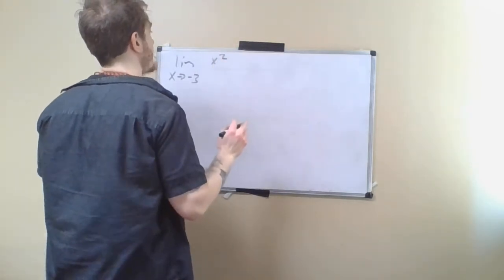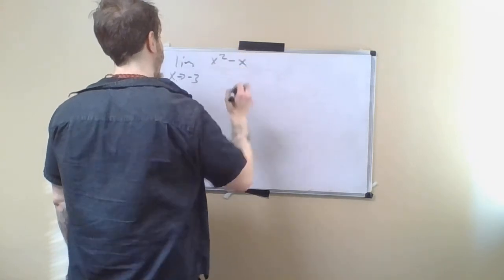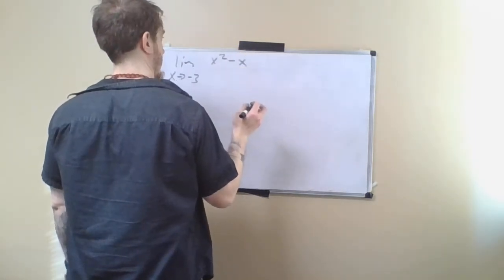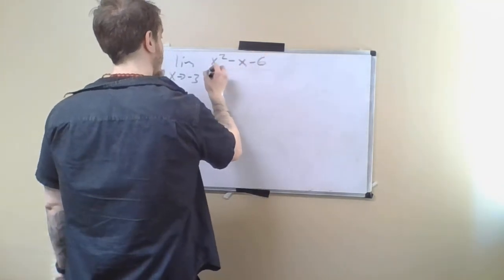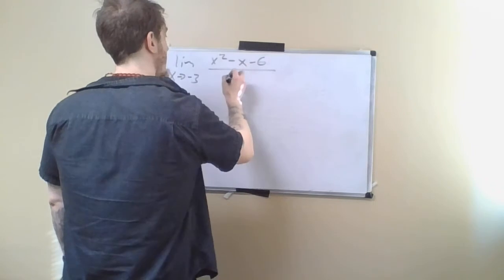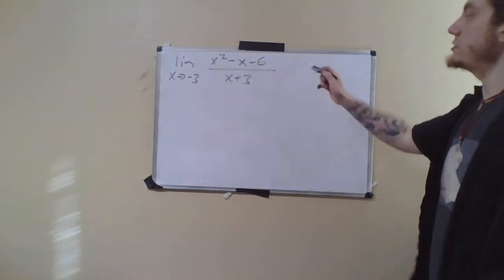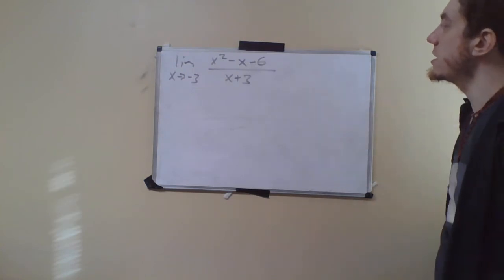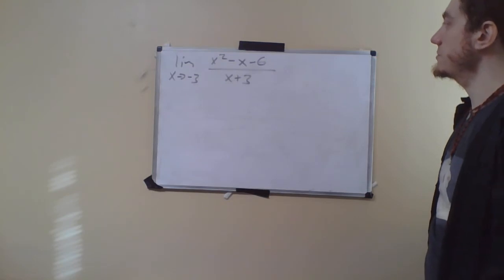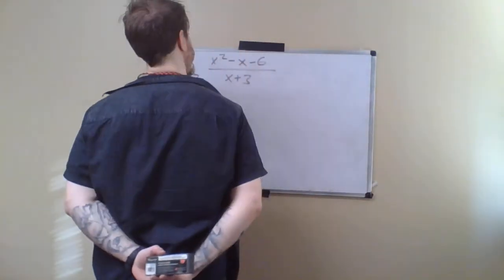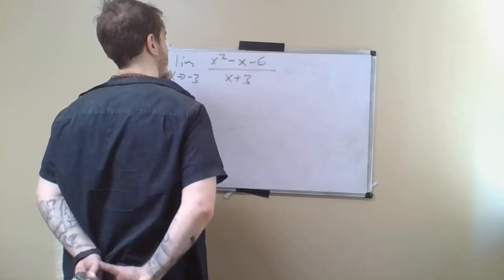Let's suppose that I have x squared minus x minus 6, and then on the bottom I have x plus 3. If you go ahead and try to do the evaluation, you'll see that this becomes 0 over 0. Because, does it become 0? Did I mess up the sign again? Yes, I messed up the sign again.